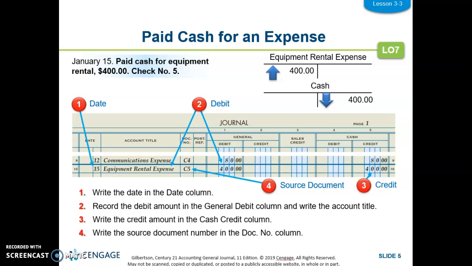This next one is paying cash for another expense. This one's for an equipment rental. So you can look how this one is done. It's set up the exact same. Their account title for this is equipment rental expense.